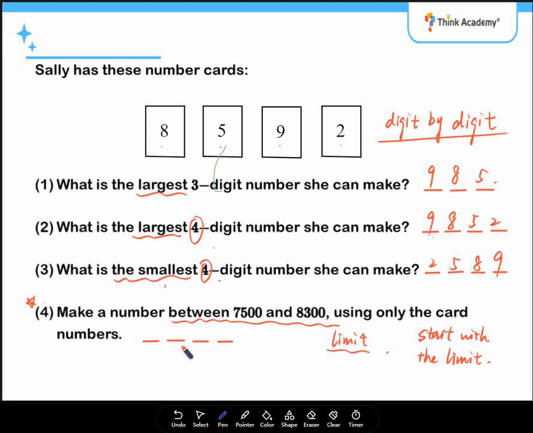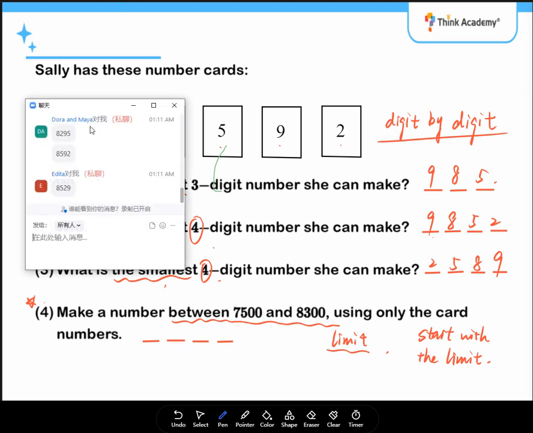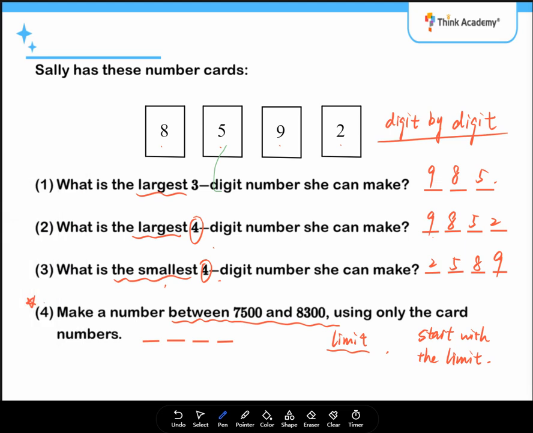Is there any idea? You can tell me through the chat box. Tell me what the first digit should be. Simply give me the first digit. Very good. Among those 4 number cards, 8 is the only choice which can make sure the numbers we form fall into this range. Am I right? Pretty good.